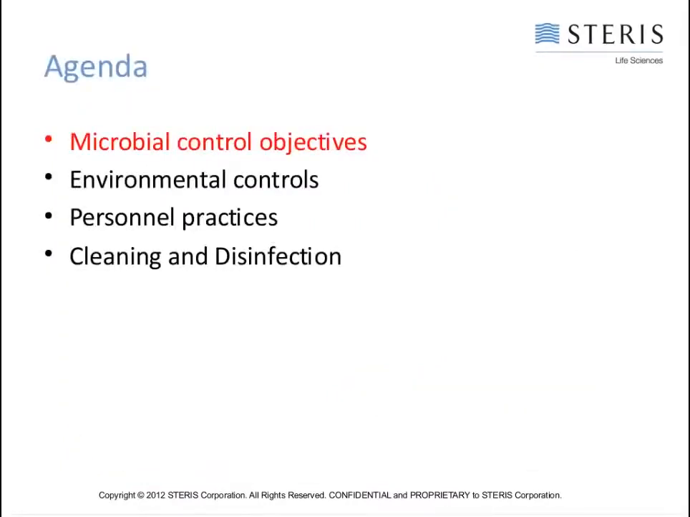So this is the agenda today. I'm not just going to be talking about cleaning and disinfection. I'm going to be talking about other controls that you have to have in place to provide a sound, robust contamination control program. And that's what STERIS usually calls it, a contamination control program, because that's what it is, and it hits every different part of the facility. If it's environmental controls, the facility itself, personnel, the products you use, etc. So the first topic we're going to be talking about is microbial control objectives.